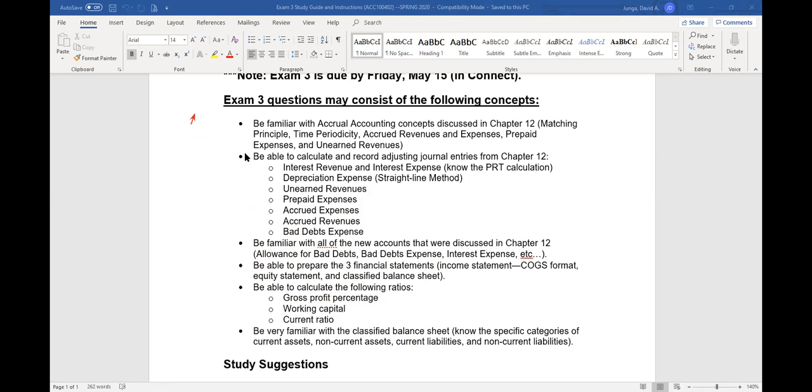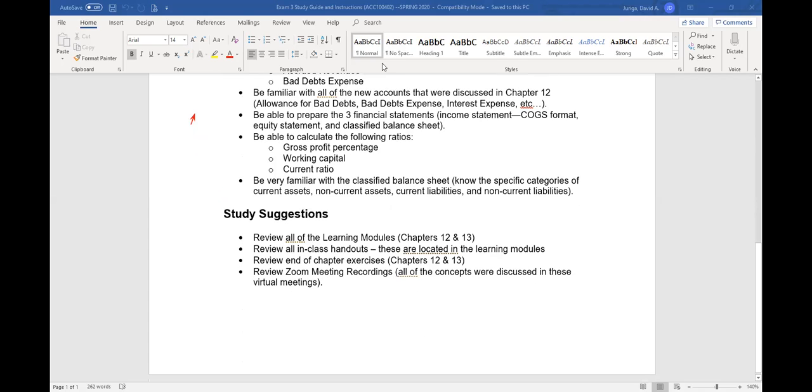Okay. Study suggestions. Emphasizing, review all those learning modules, chapters 12 and 13. And of course, you know where those are in Blackboard. Review the end of chapter exercises. Review those handouts. If you want to go back and review the Zoom meeting recordings, that's up to you. Those are all in Blackboard as well. In fact, they're all in MP4 format.